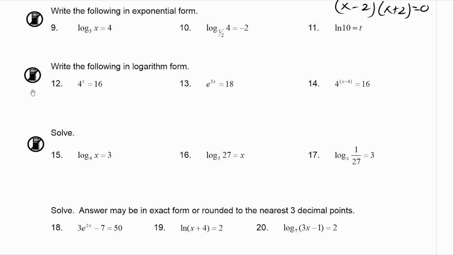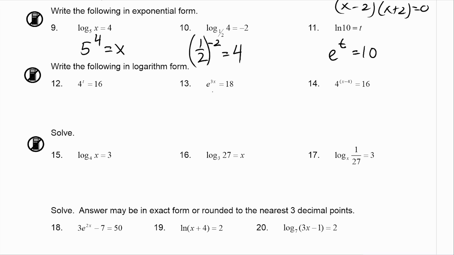Now let's take a look at the examples for number 9, 10, and 11. This says write in exponential form. The thing that you need to remember here is base to the answer is equal to the inside. So base, which is 5, to the answer, which is 4, is equal to the inside, which is x. Base to the answer, make sure that that is also in parentheses, is equal to the inside. Even though there is no base here, since this is natural log, e is going to be the base, so e to the t is going to be equal to 10.